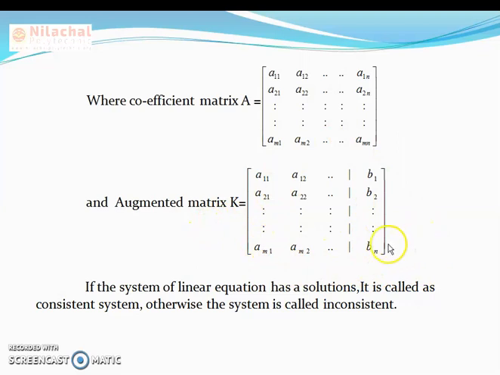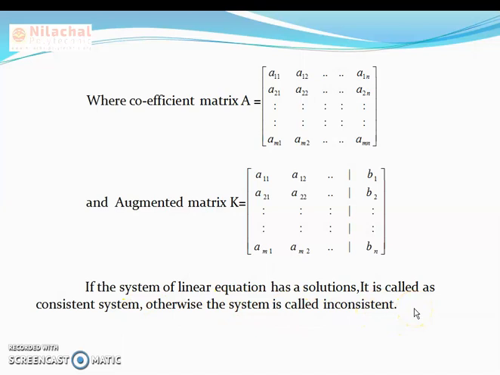In one part, divided by a pipeline. In the left part, A will be written, meaning the coefficient matrix will be written as usual, and in the right part, the right-hand side values of your equations will be written. Clear? So if the system of linear equations has a solution, it is called a consistent system. Otherwise, the system is called inconsistent.